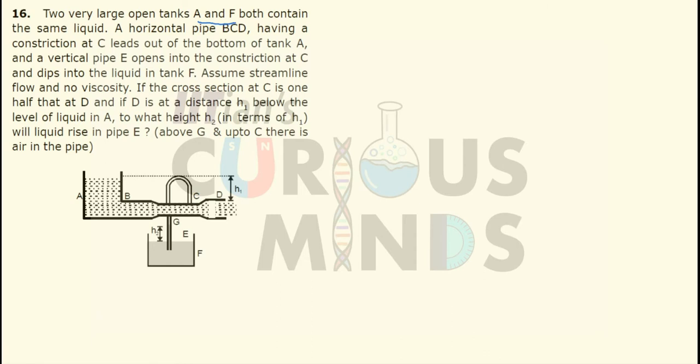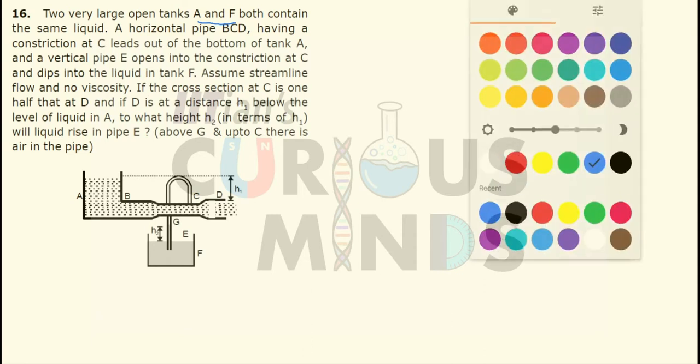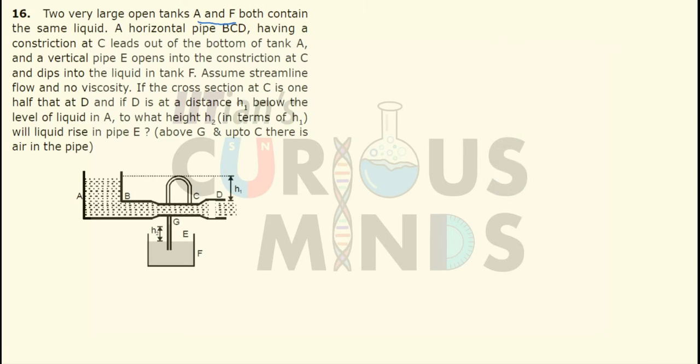Assume streamline flow and no viscosity. If the cross section at C is 1/2 that of D, and if D is at a distance of h1 below the tank, then what is the height h2 in terms of h1? First of all, understand that let us calculate the velocity at h1, then we will calculate the rest of the part.